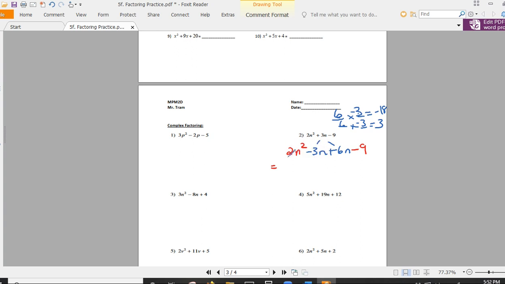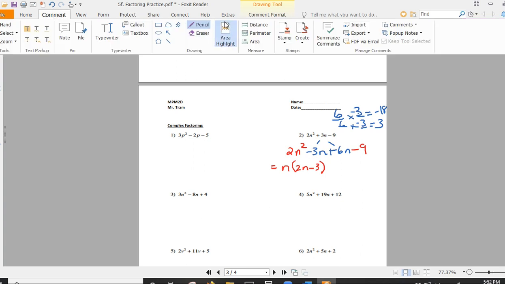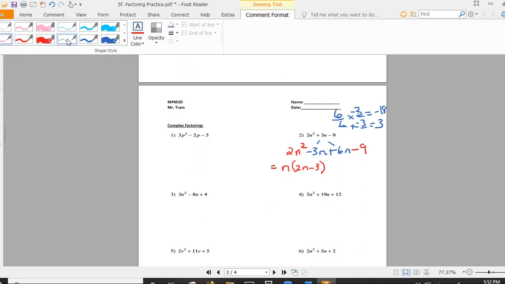So to factor this first part, I see I can factor an n out of both. So that gives us 2n minus 3. Right? So keeping in mind, this is what I want to end up with on the other side. So with the next two, you are absolutely right.